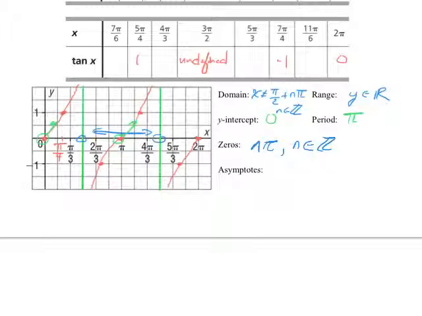And the asymptotes will be similar to what we wrote for the domain, but this time we'll use an equal sign where x equals pi by 2 plus n pi, where n is an element of the set of integers. Okay, so there we have a look at those 3 primary trig graphs and some of the key features of them. So that's the end of this video.